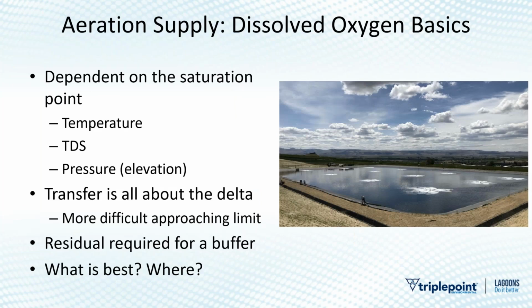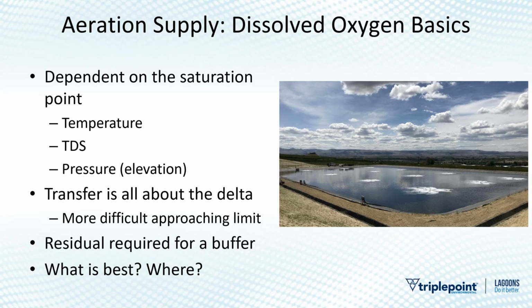Next, we talk about some dissolved oxygen basics here. How much oxygen we can get into your water is dependent on the saturation point. This is also affected by temperature. The saturation point is affected by TDS. It's affected by your elevation. But on any given day, at any given site, the saturation point of oxygen might be 12.